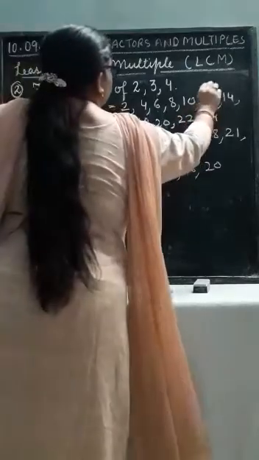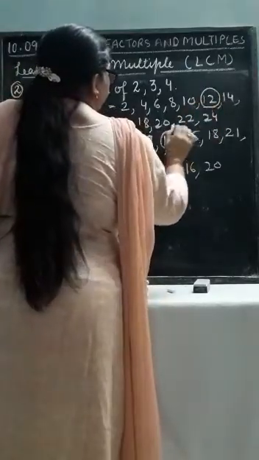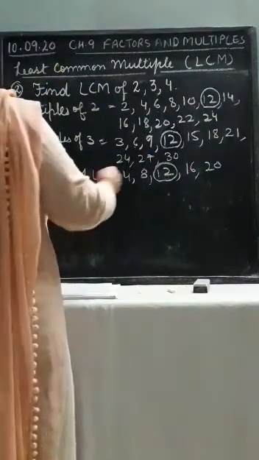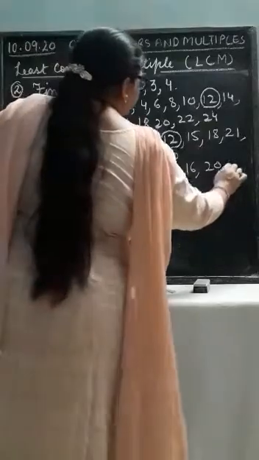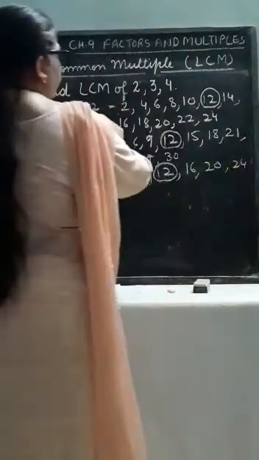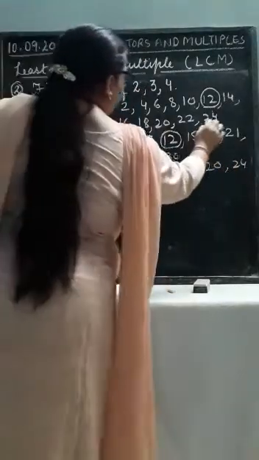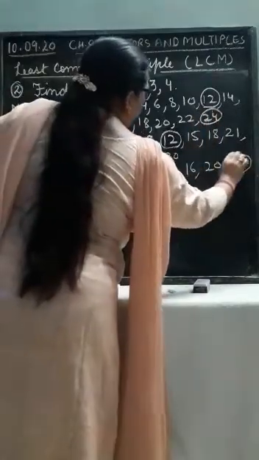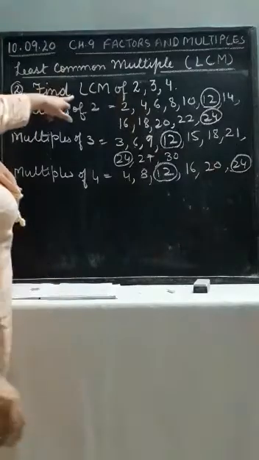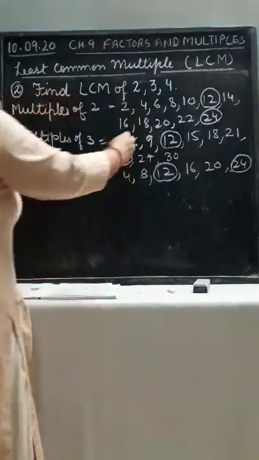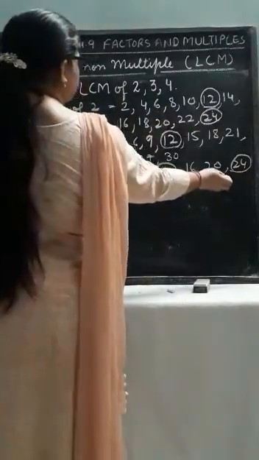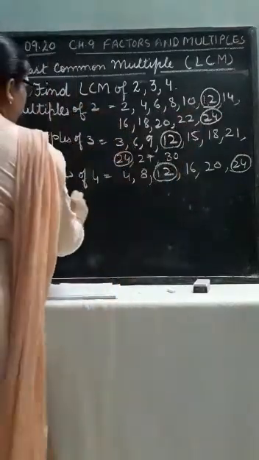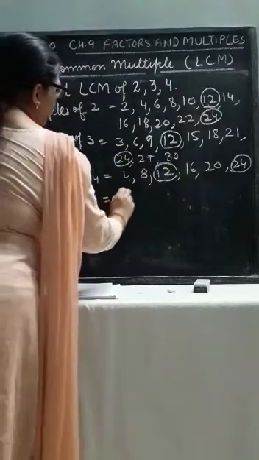So first common multiple is 12. Similarly, we can find out other multiples. Here next common multiple will be 24. We are to find out only LCM. No need to find out any more multiples. The first common multiple is the least common multiple, that is 12.